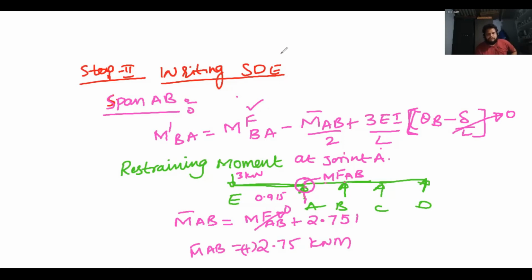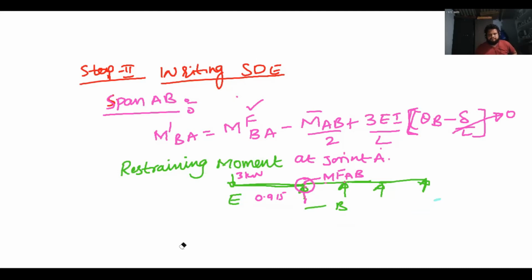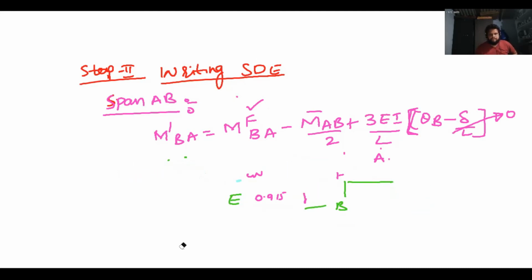Let me erase this. So now the restraining moment you got is 2.75. You remember that, you will substitute it in the equation. I hope you understood this. Once you understand this, our problem is done, because by this time you might have understood the concepts of the slope deflection equation. So now again, this MFBA is what? MFAB and MFBA are 0 because there is no loading in the span.